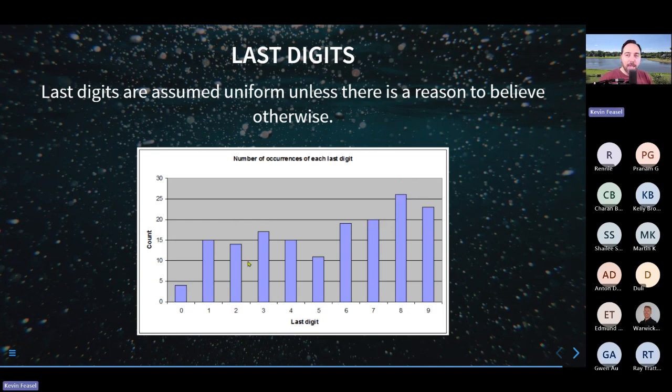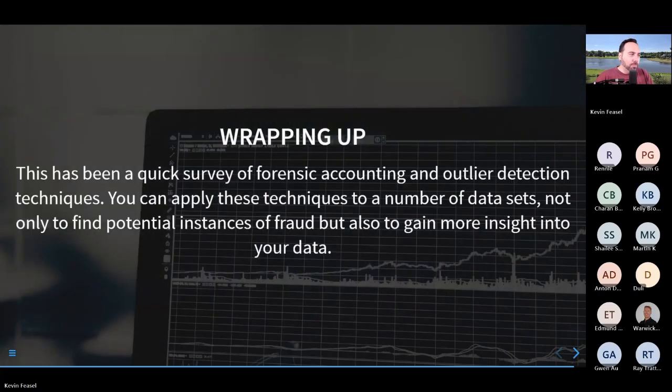So this is a good case where, if you don't have a reason to believe that the last digit should be different, expect a uniform distribution. And if you don't see a uniform distribution, that can be a sign of hinkiness. Maybe not outright fraud, like in this scenario, but at least a little bit weird.